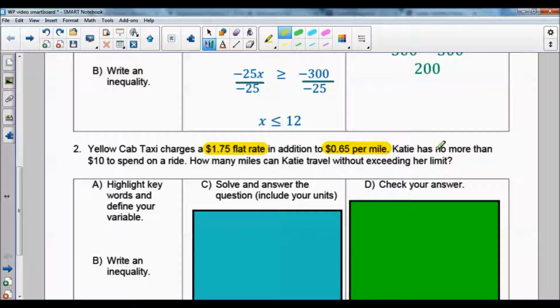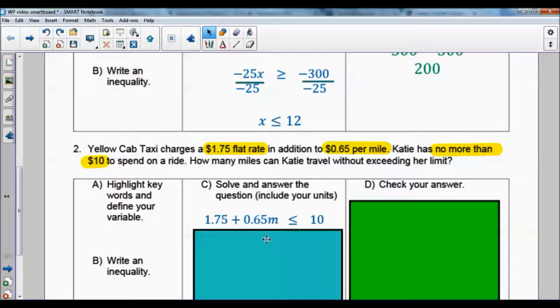That means she can't spend more than $10, right? If you have no more than $10, you can't end up owing someone $11 because you won't have enough money. So we want to make sure that however far she goes, she's not exceeding her limit or spending more than $10. So our question is, how many miles can Kate travel without exceeding her limit? So we need to make sure that her spending stays within $10. Here's what our inequality would look like.